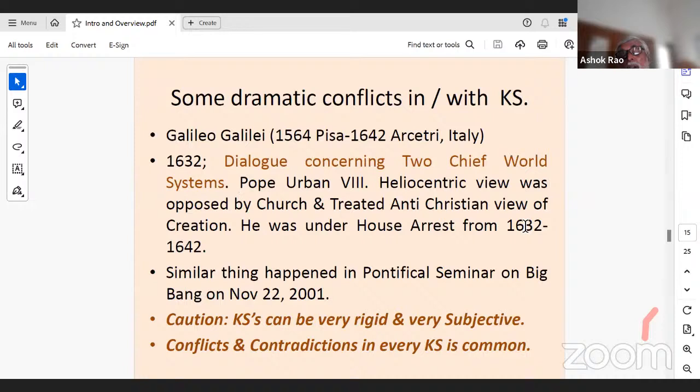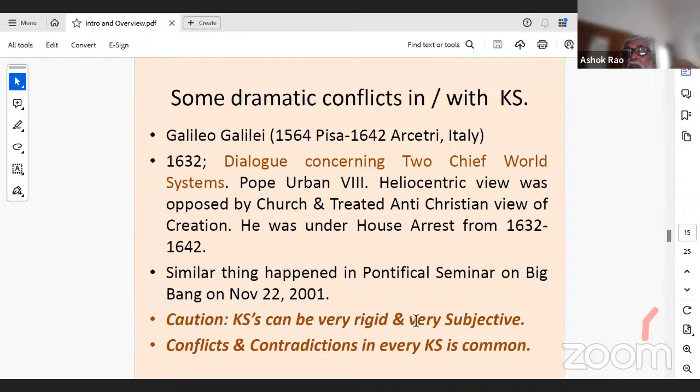He was kept under house arrest from 1632 to 1642, where he died, because they told him, we will kill you, when he presented this in 1632. They then told him, you can be alive, we will not kill you, provided you are under house arrest. So the last 10 years of his life, he was in house arrest, even though he had discovered the truth that Earth revolves around the Sun and not the other way around. Very similar thing happened with the idea of the Big Bang, on November 22nd, 2001, the proof of the Big Bang. And the Vatican had another seminar. I will not go into those details. Very similar thing.